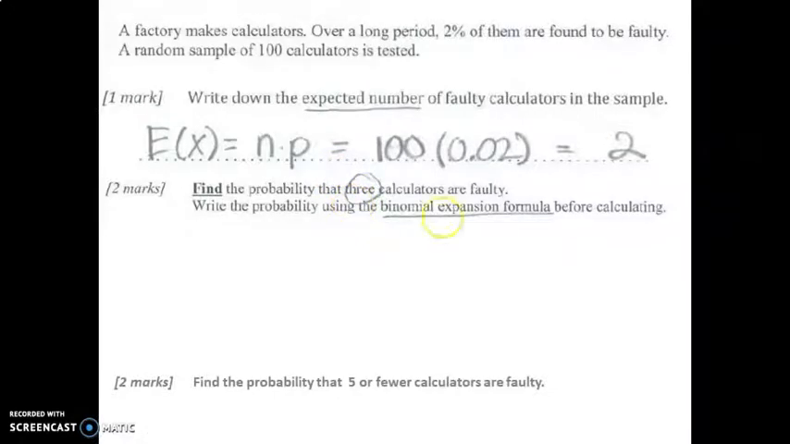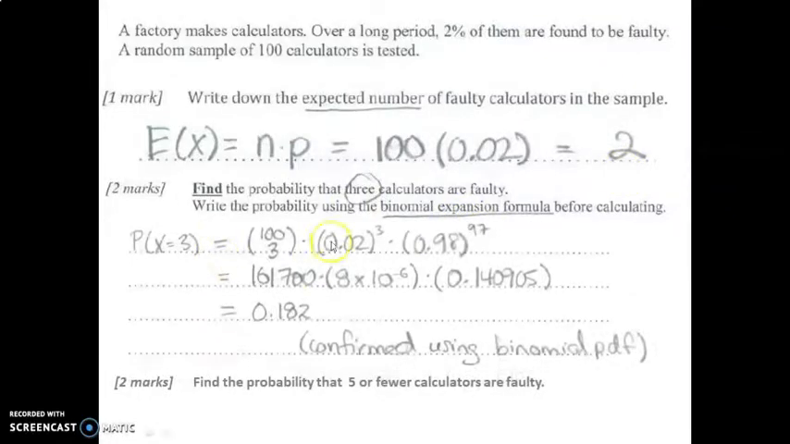You can use your calculator, but set it up as a formula first. Okay, here's what it should look like. We are looking for 3 faulty, so x equals 3. And yes, faulty things are not a success, but in this case we'll call that the success because we want 3 of those things to happen.